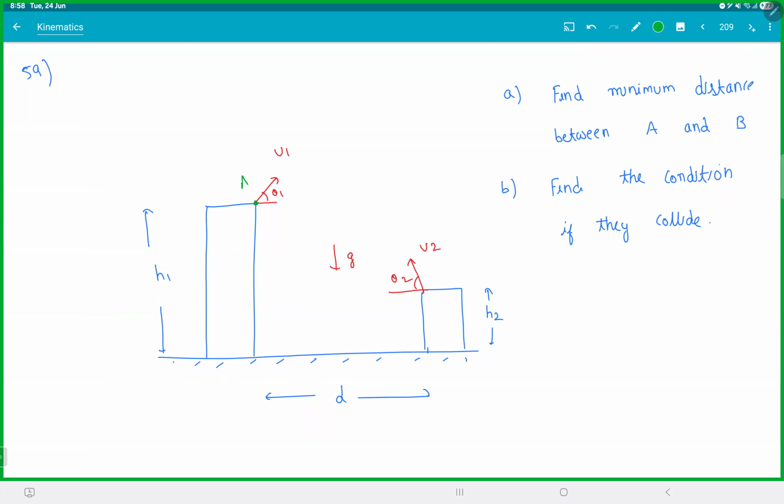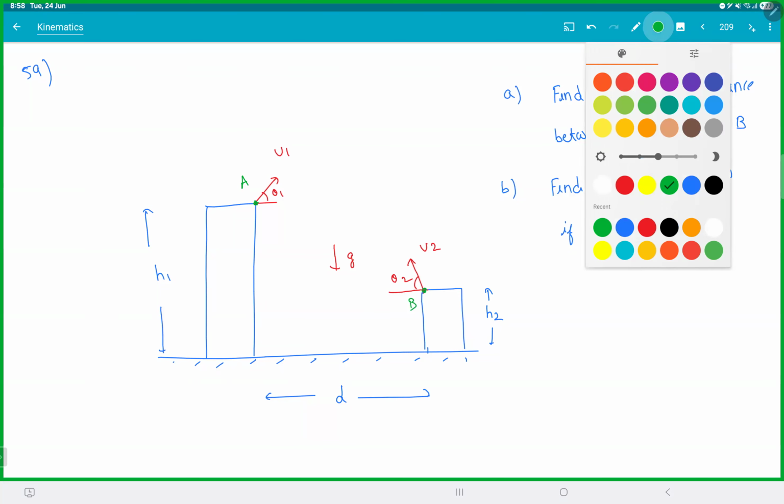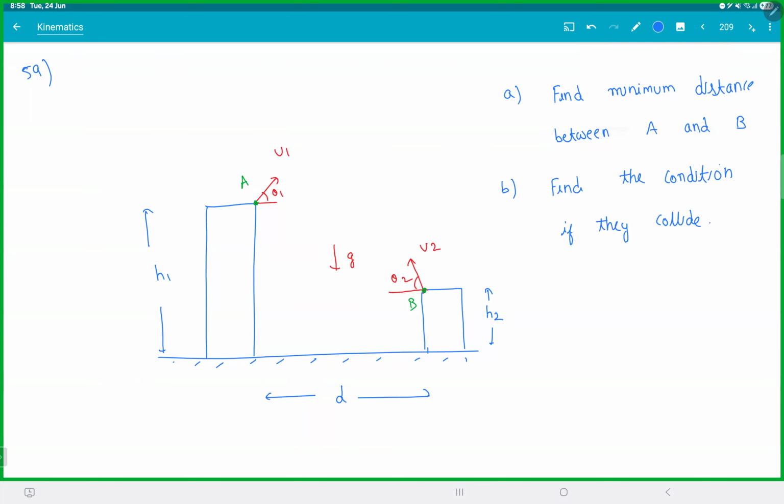Let's call them A and let's call them B. The answer is not a good one. So I can't see you, right? Adjust your camera a bit.